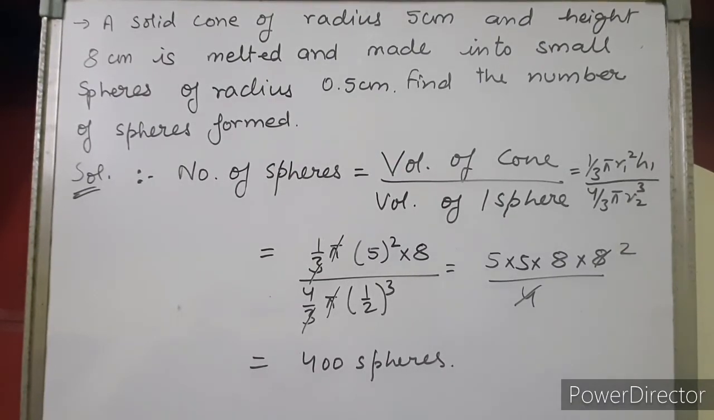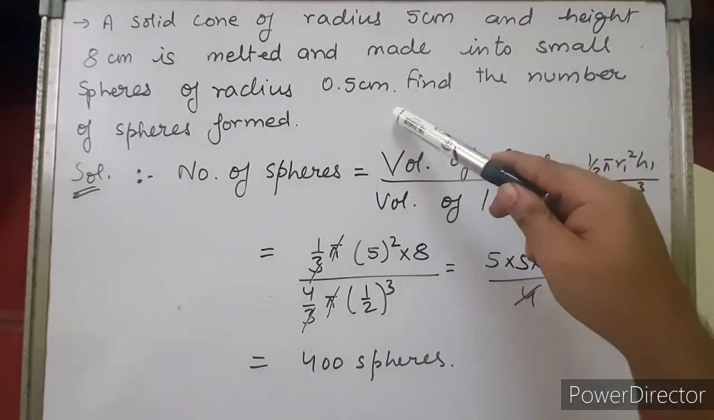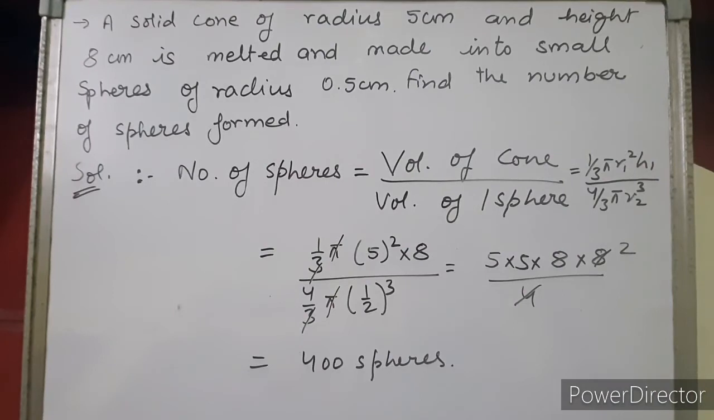Right. The question says a cone of radius 5 and height 8. That means a cone has been melted and it has been recast into small spheres. A number of small spheres are formed, and the radius of each sphere is 0.5 centimeter or 1 by 2 centimeter. Right, and we have to find how many such spheres are formed after melting a cone.